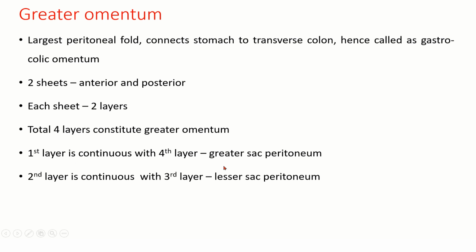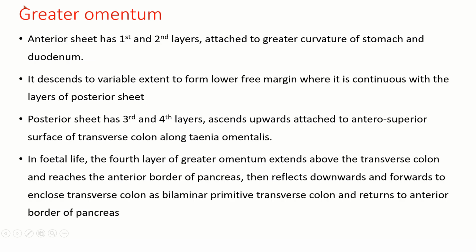First layer is continuous with the fourth layer, greater sac peritoneum. Second layer is continuous with the third layer, lesser sac peritoneum. Anterior sheet has first and second layers attached to greater curvature of stomach and duodenum. It descends to variable extent to form lower free margin, where it is continuous with the layers of posterior sheet. Posterior sheet has third and fourth layers, ascends upwards attached to anterior superior surface of the transverse colon along taenia omentalis.